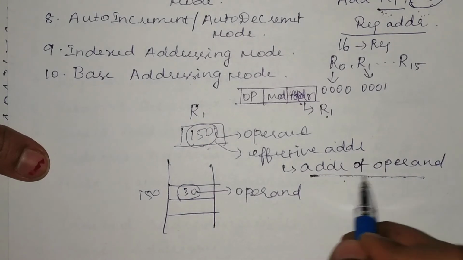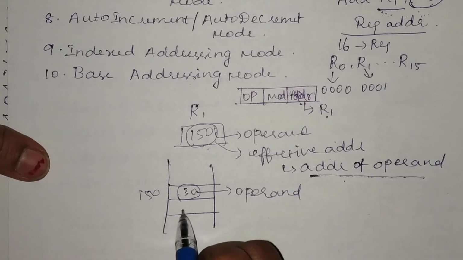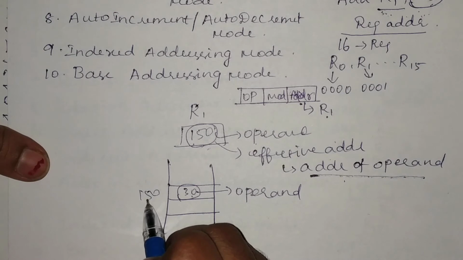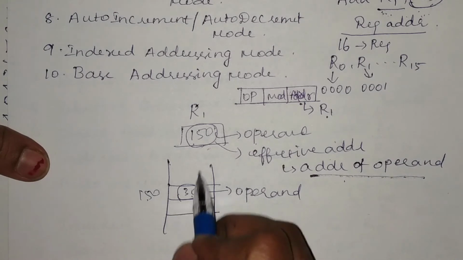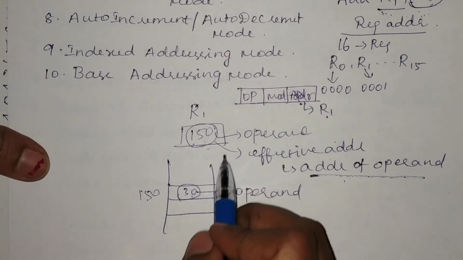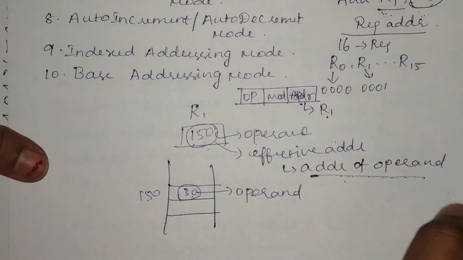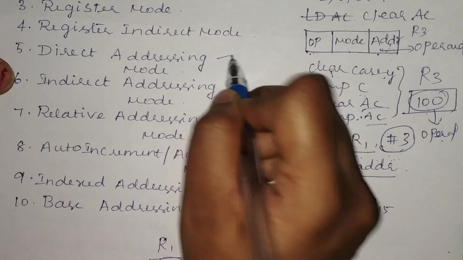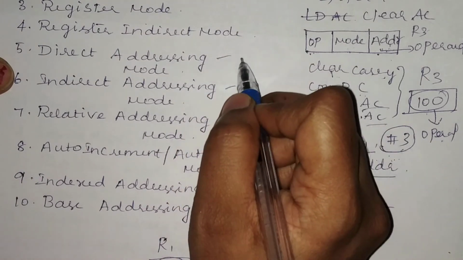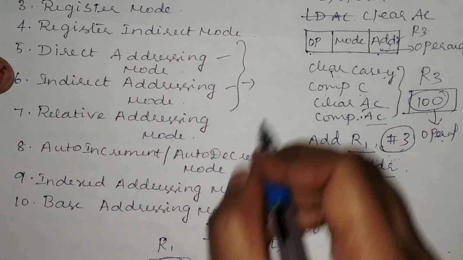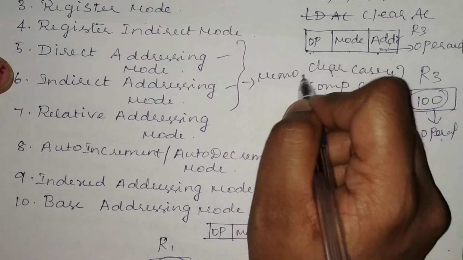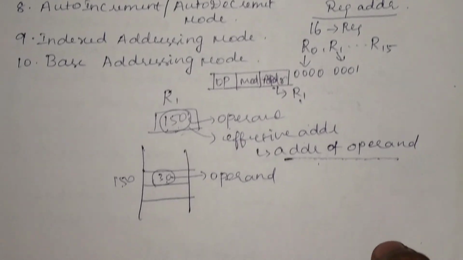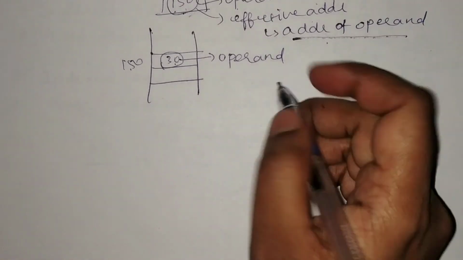Effective address is nothing but the address of the operand, and again from the memory we will be fetching that operand in that particular location. So we are fetching the operand in the memory through the register, which is nothing but register indirect mode. The next addressing modes are direct addressing mode and indirect addressing mode. These two addressing modes are purely related to memory, because we are going to fetch the operand only from the memory and not from any of the registers. So we'll discuss that now.